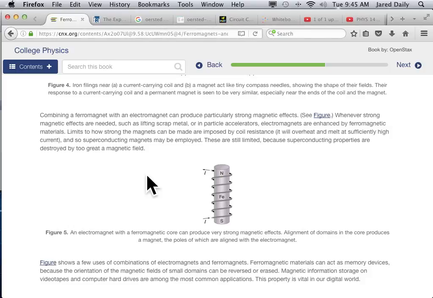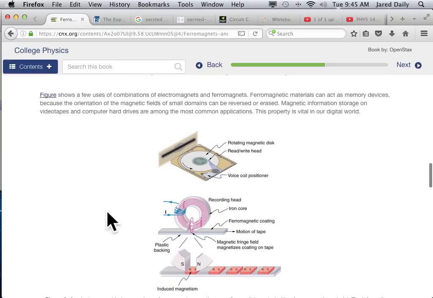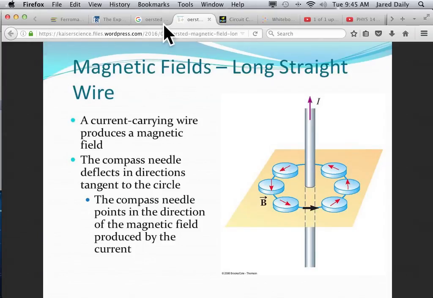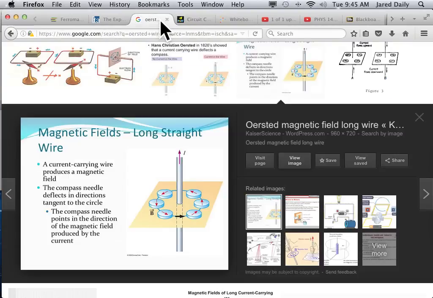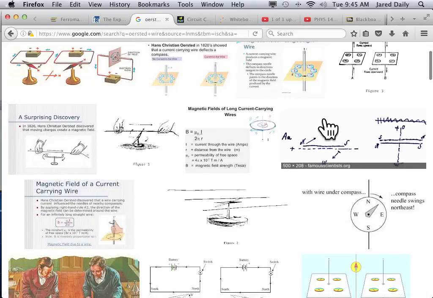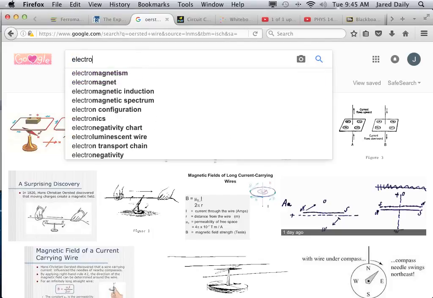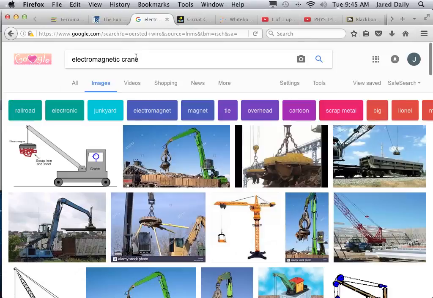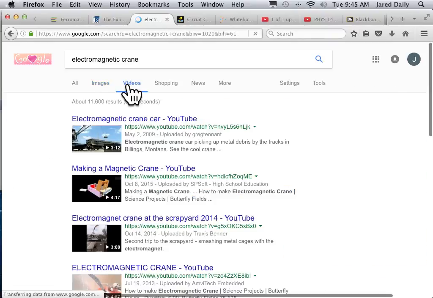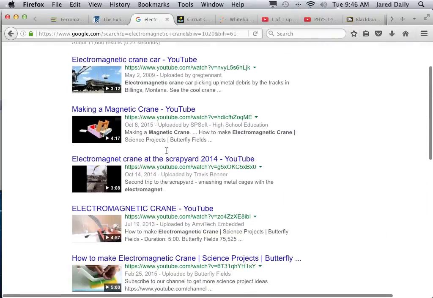So, the electromagnet turns out to be a very useful thing. Now, many, many tools have been made with electromagnets, and my favorite one is easily the electromagnetic crane. Right? So the electromagnetic crane, I want to watch a video. I love these things. I always loved them when I was a kid.